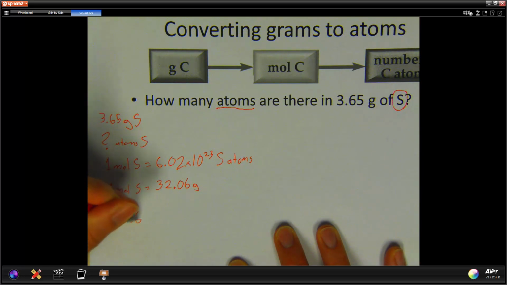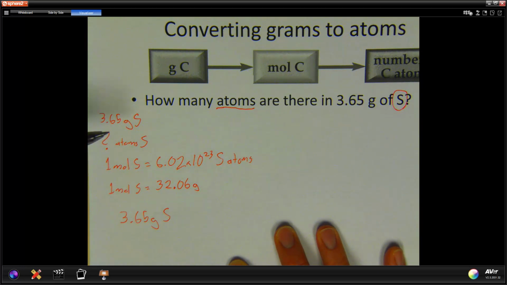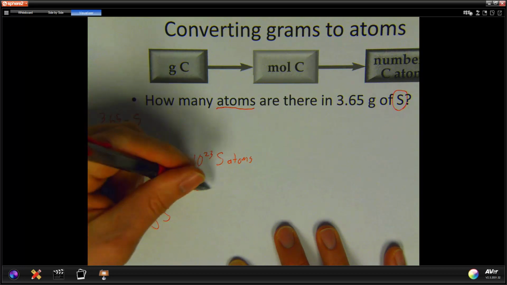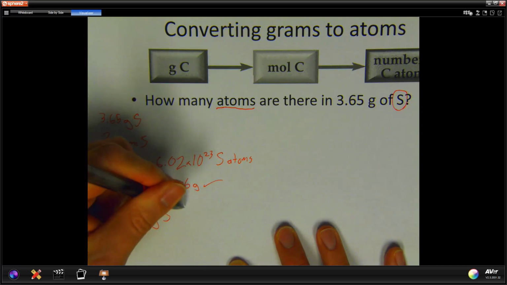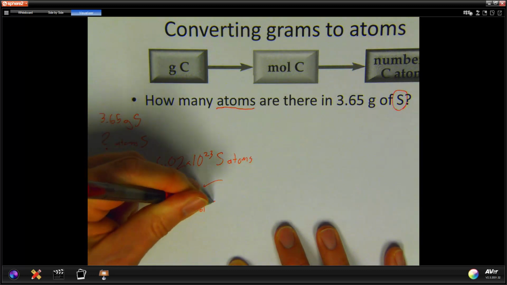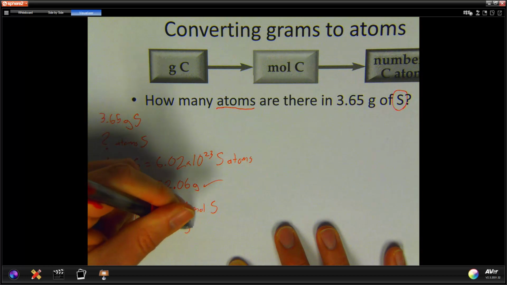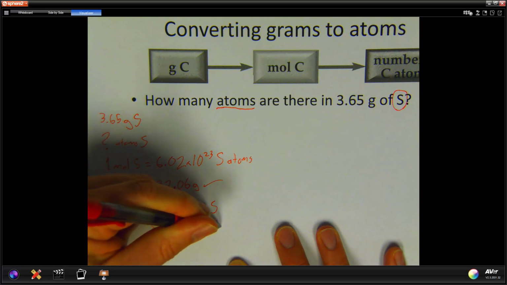So let's start with the 3.65 grams of sulfur. And then we look for: do we have an equality with units of grams? And we see grams right here. So let's go ahead and use that. We have 1 mole of sulfur on the top and 32.06 grams on the bottom.